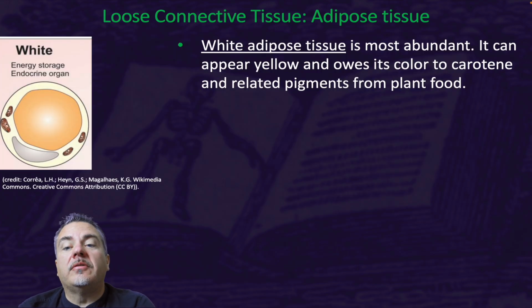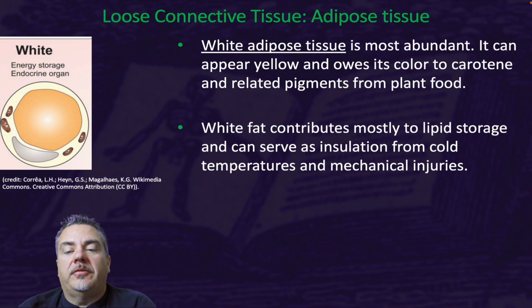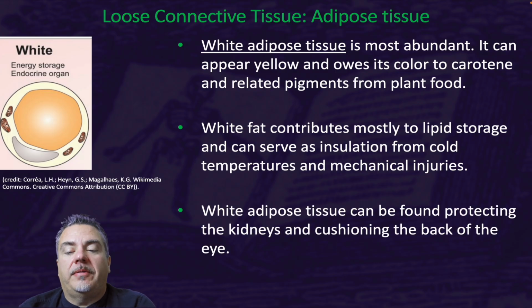White adipose tissue is most abundant. It can appear yellow and owes its color to keratin and related pigments from plant food. White fat contributes mostly to lipid storage and can serve as insulation from cold temperatures and mechanical injuries. White adipose tissue can be found protecting the kidneys and cushioning the back of the eye.